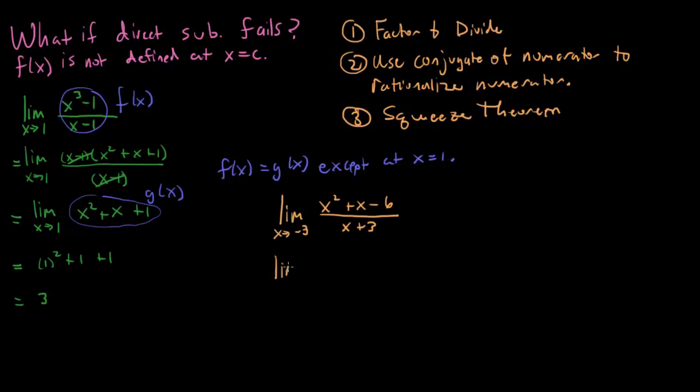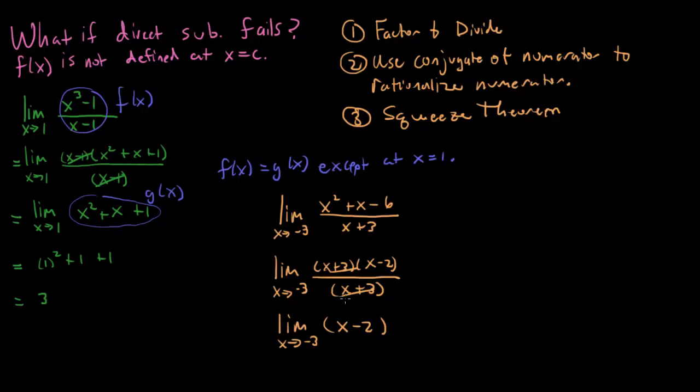So let's find a new function g that agrees with f everywhere except x equal -3. How can we factor the top? Well, just remember your algebra class rules. I think we can factor this as x plus 3 times x minus 2 over x plus 3. Cancel out, and we're left with the limit as x approaches -3 of x minus 2. This is just a linear function.